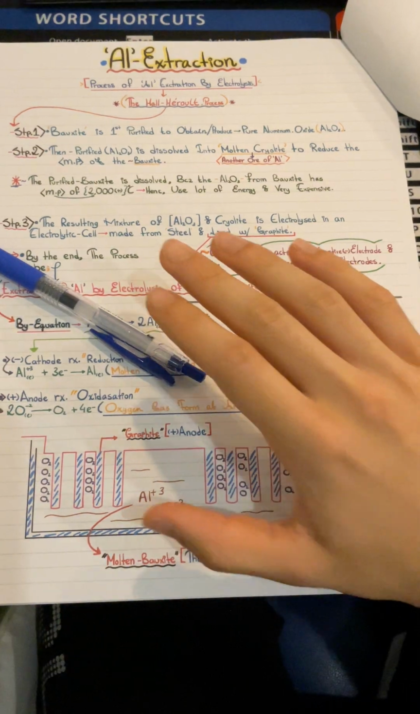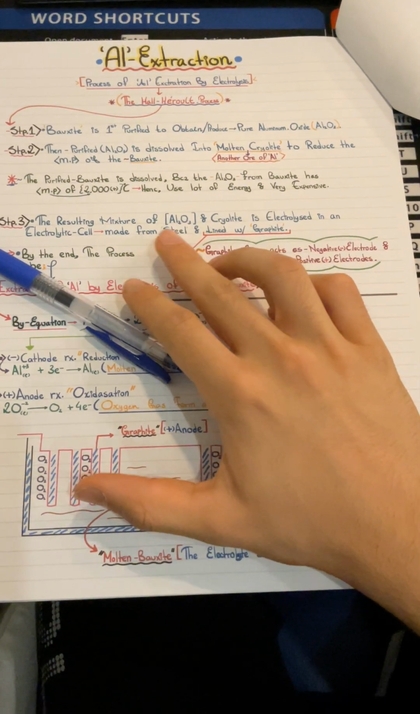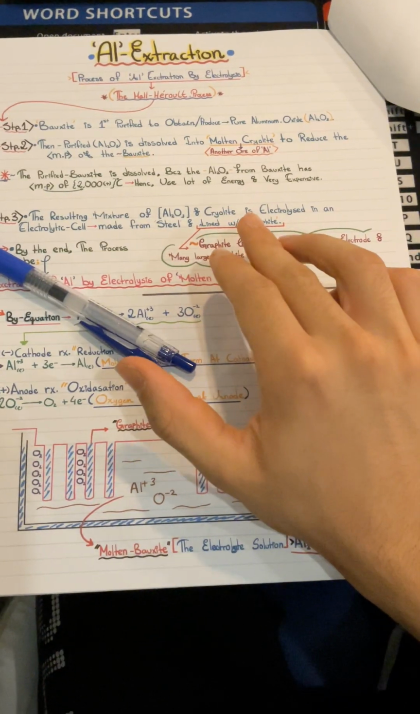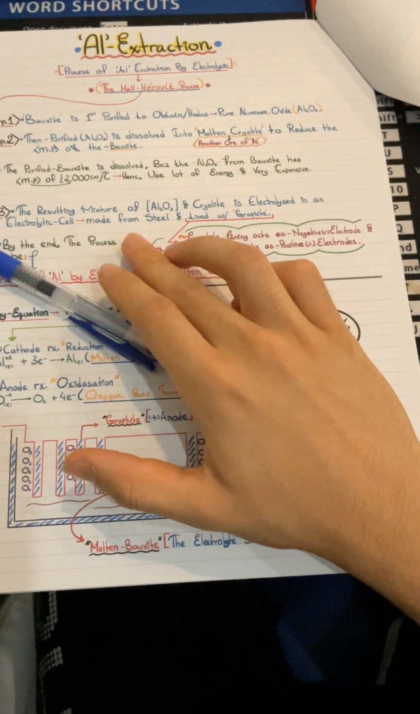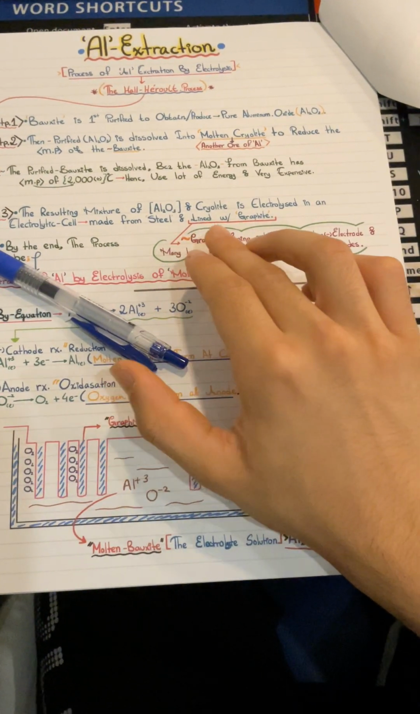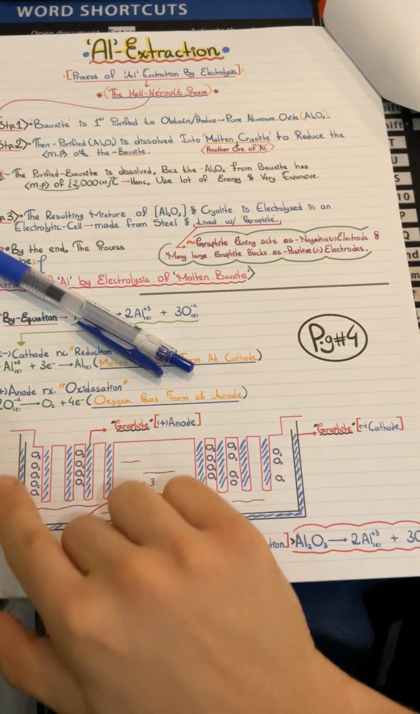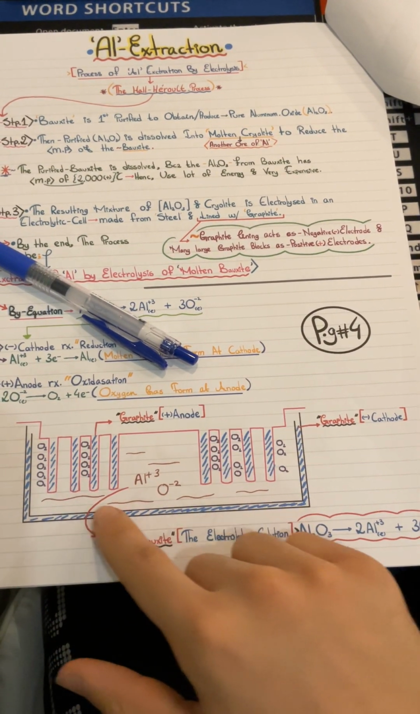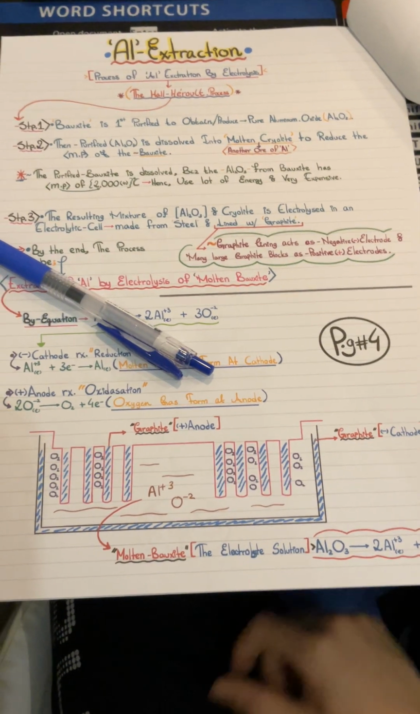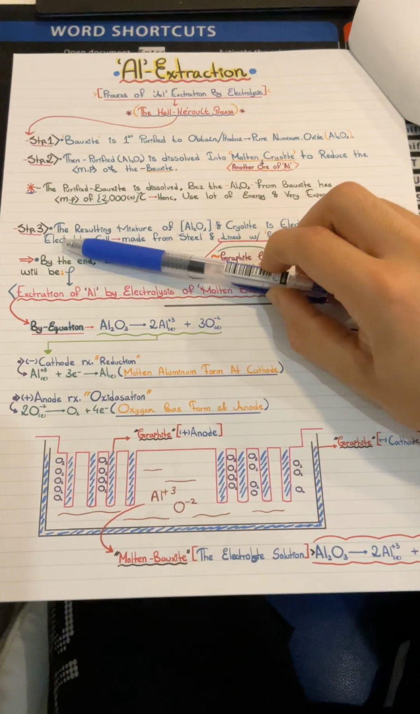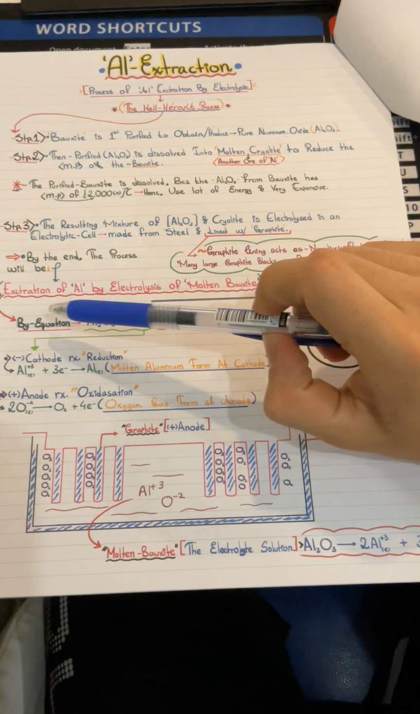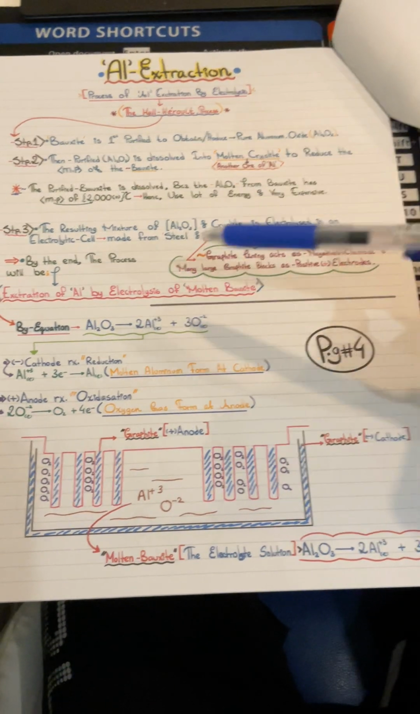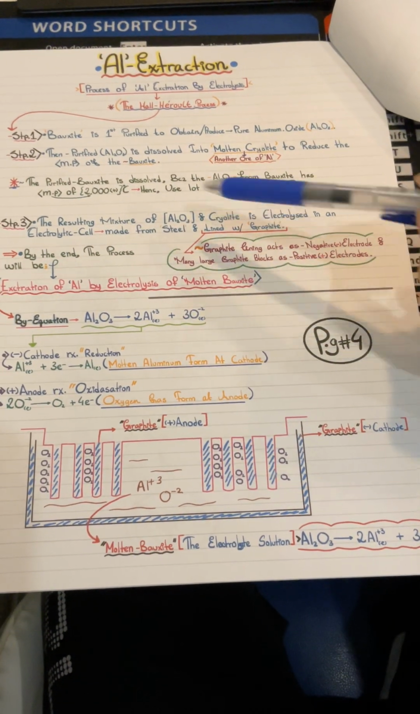After this, the resulting mixture of aluminum oxide and cryolite is electrolyzed in an electrolytic cell made from steel and lined with graphite. This is the electrolytic cell in which electrolysis, the extraction of aluminum, takes place, okay? By the end, the process is called extraction of aluminum by electrolysis of molten bauxite.